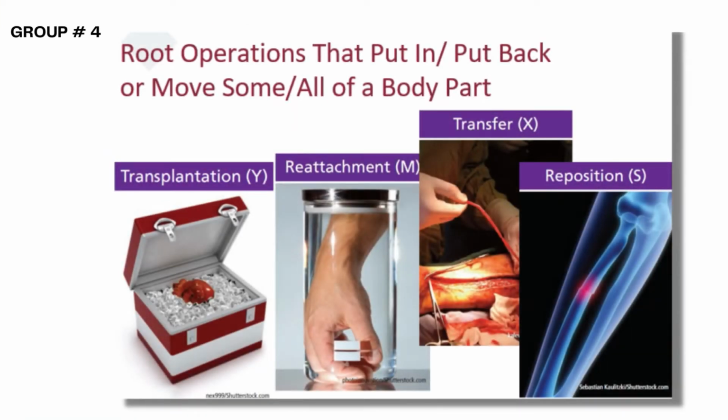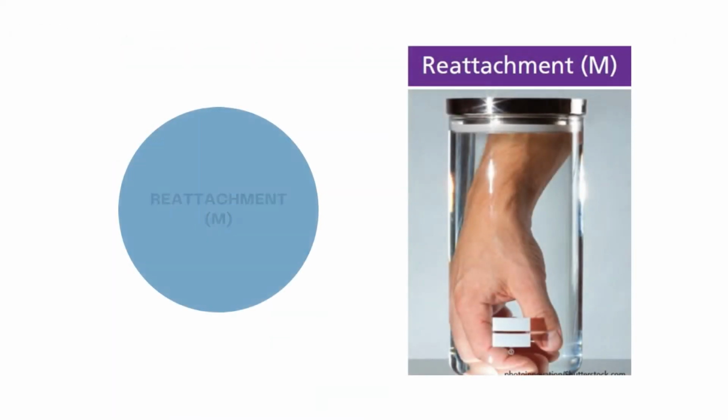Now, there are 4 root operations in this group: transplantation, reattachment, transfer, and reposition. Today, we are looking at the root operation reattachment, which carries a character value of M. Root operations are the most important aspect of building an ICD-10-PCS code. Remember that root operations always define the goal or the objective of the procedure, so read the definitions of each root operation, compare them properly, and then finalize which root operation is applicable based on the procedure performed.